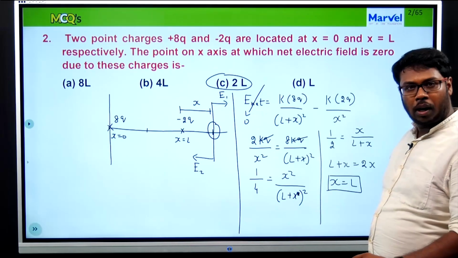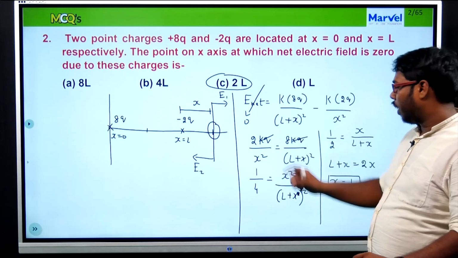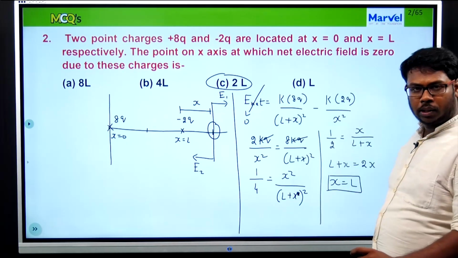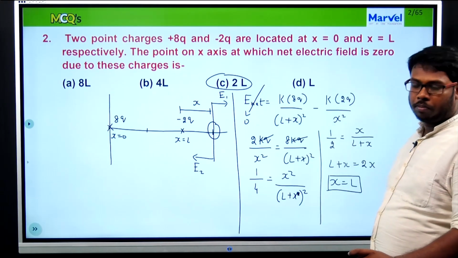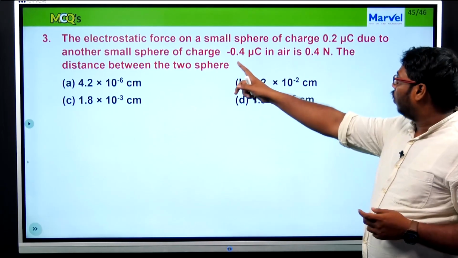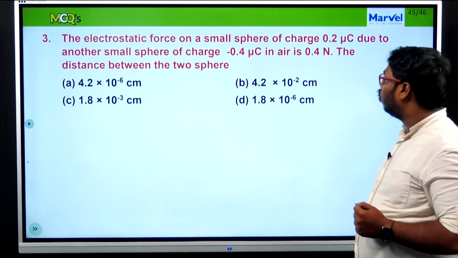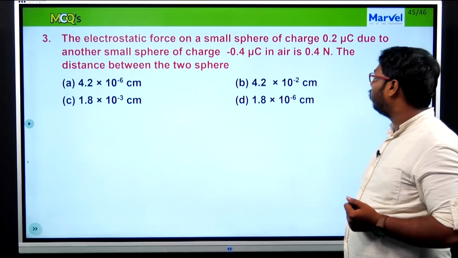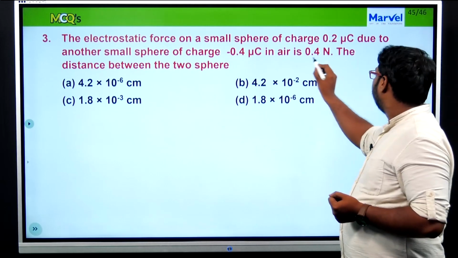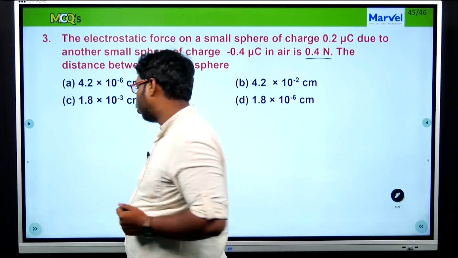It's straightforward and very simple. I found the net electric field and I have reduced it to 0, and I took one part of the equation to the other side and I have accordingly reduced it. So the third question goes as: the electrostatic force on a small sphere of charge 0.2 microcoulomb due to another small sphere of charge minus 0.4 microcoulomb in air is 0.4 newtons. The distance between the two spheres is what we are supposed to find.